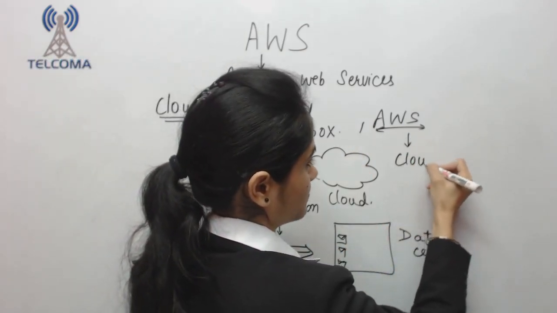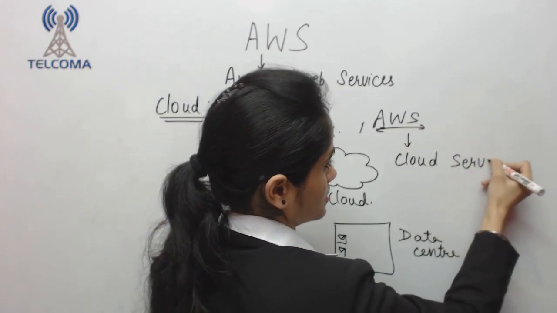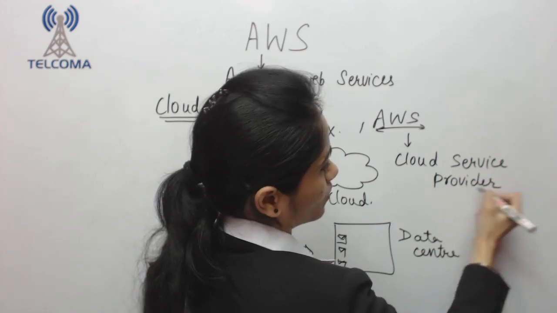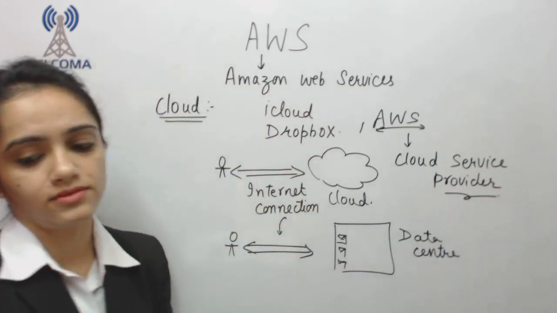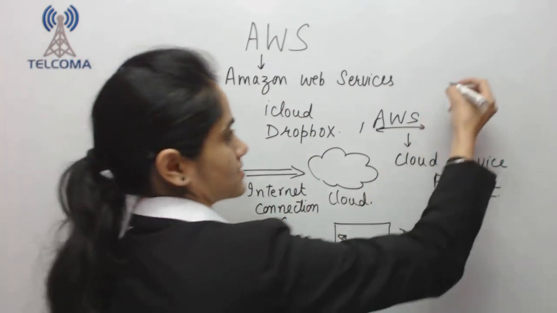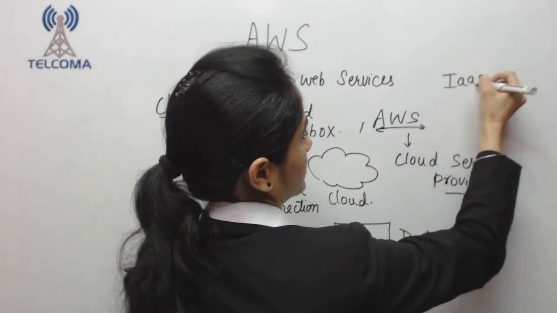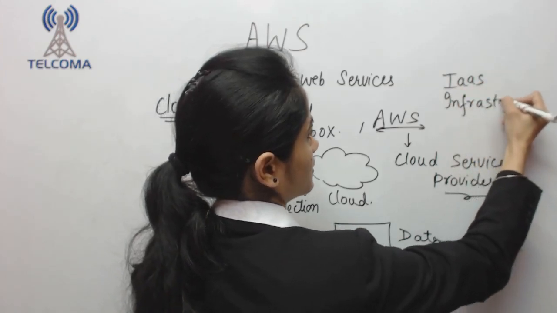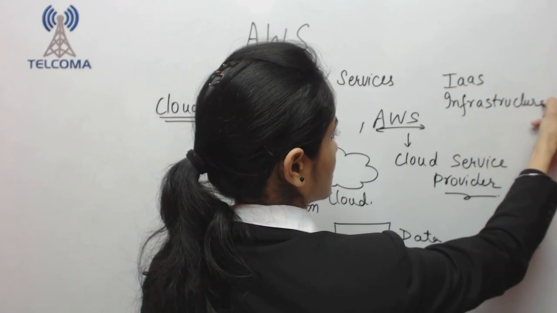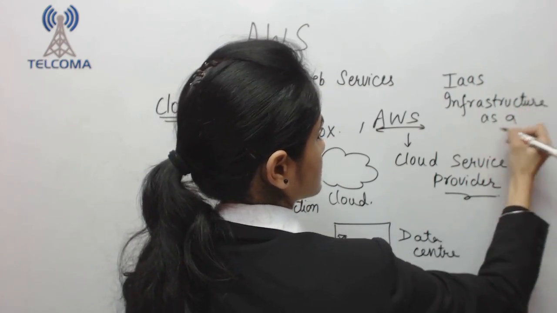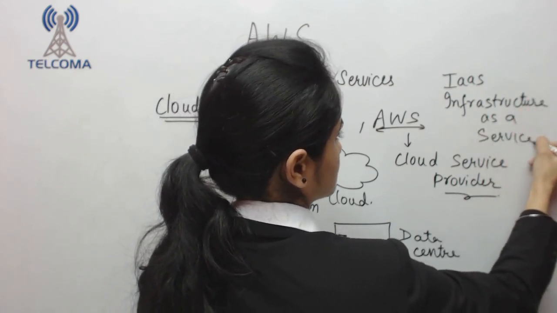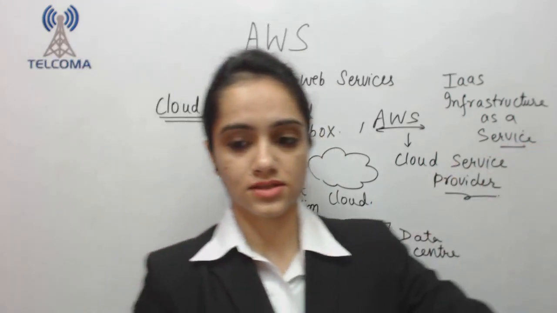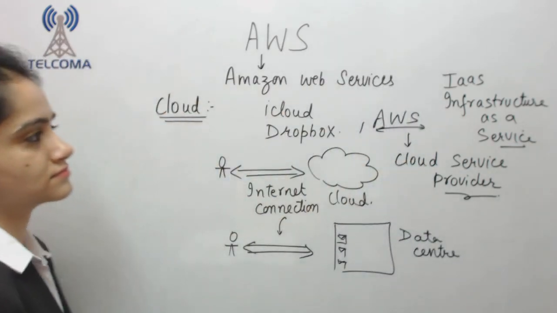So this is a cloud service provider, or we can say AWS acts as IaaS, which stands for infrastructure as a service. This is a cloud service provider. We can say that this is infrastructure as a service.